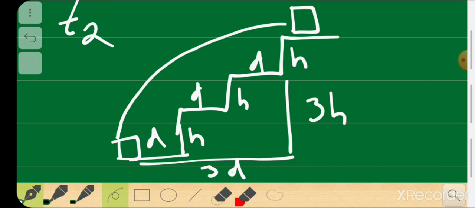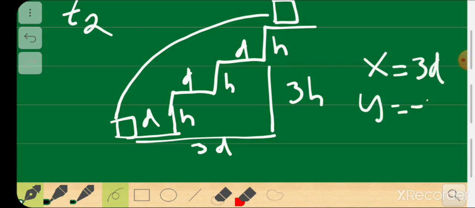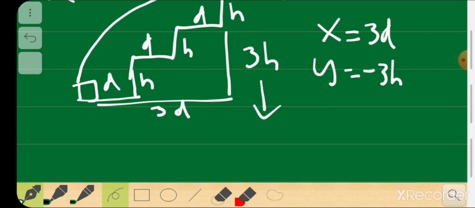Now the x distance is equal to 3d and the y distance is equal to minus 3h. Why minus 3h? Because our sign convention says whatever goes down is negative. The y distance is measured downwards from this point, so it's a minus sign. The magnitude is 3h, but the sign is minus 3h. You have to follow the sign convention always.